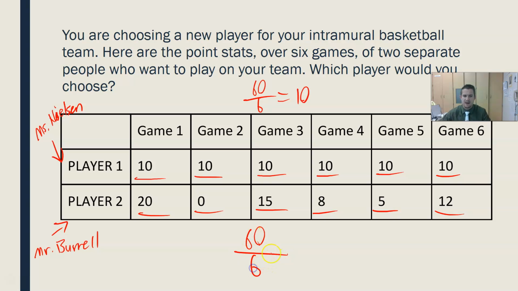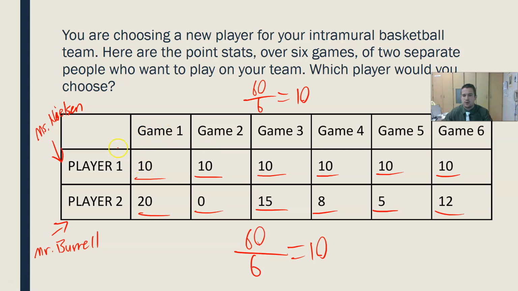60 total points divided by 6 games. Mr. Burrell also has an average of 10 points per game. So who would you choose? It's hard to tell because the means are exactly the same. The ranges will be different.